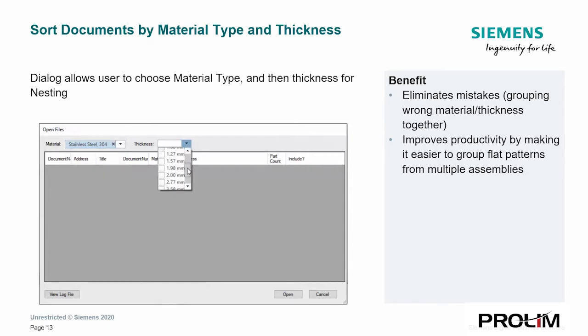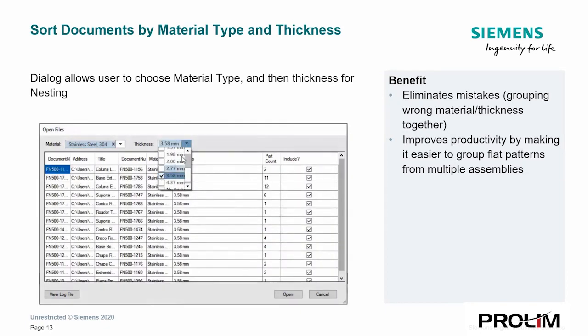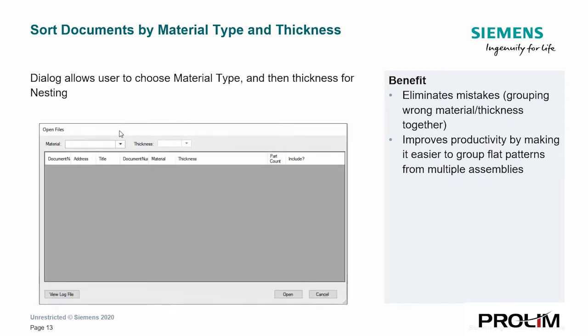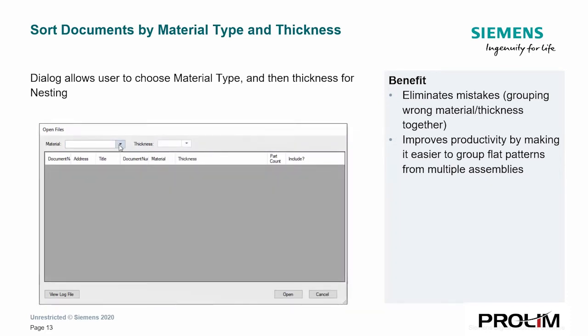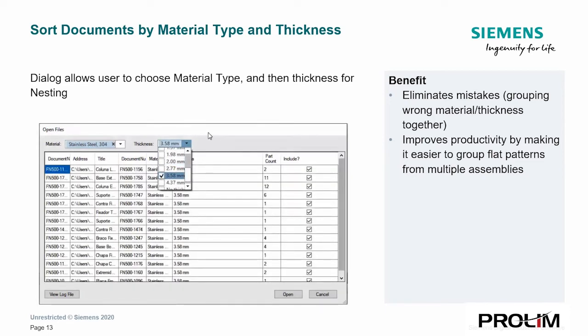2D nesting allows you to sort documents by material type and thickness. Once the entire assembly has been researched, you can then choose which parts you want to nest in this particular job by the material type and by the thickness. This will help you eliminate mistakes such as choosing the wrong material or thickness combination together. It also improves productivity by making it much easier for you to group flat patterns from multiple machines or multiple assemblies.